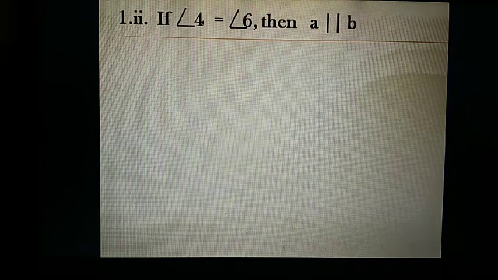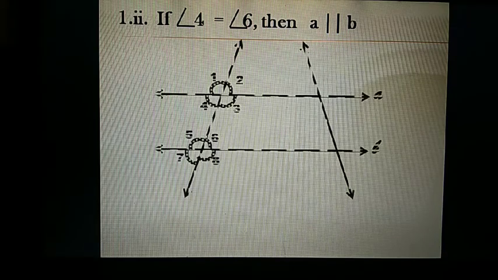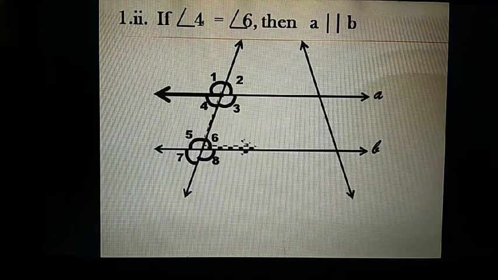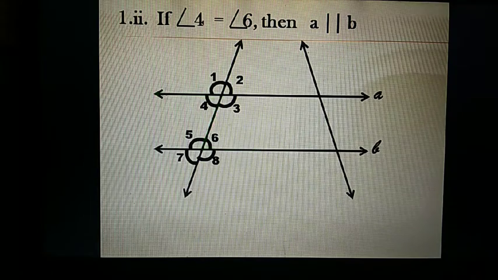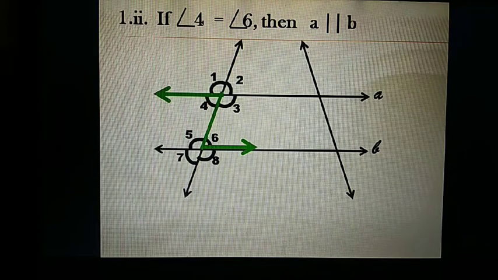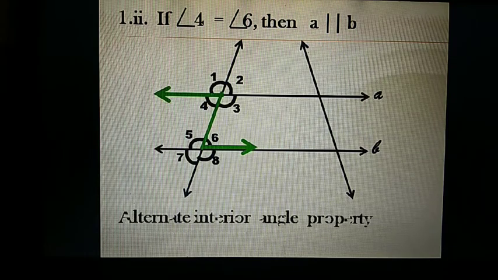Now the next statement is, if angle 4 is equal to angle 6, then which property states that the lines are parallel? Again, we will trace angle 4 and angle 6. Finally, you will get a symbol Z, or we can say they both are interior angles but on opposite sides of the transversal with different vertex. So this is the alternate interior angle property, which states that if the alternate interior angles are equal, then the lines are parallel.